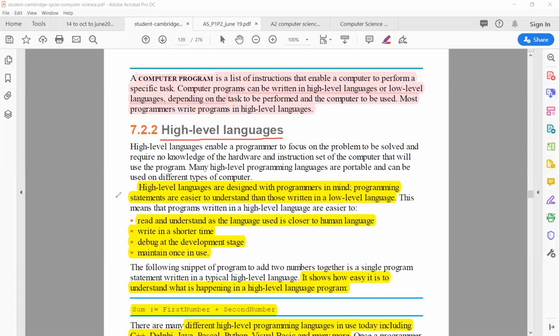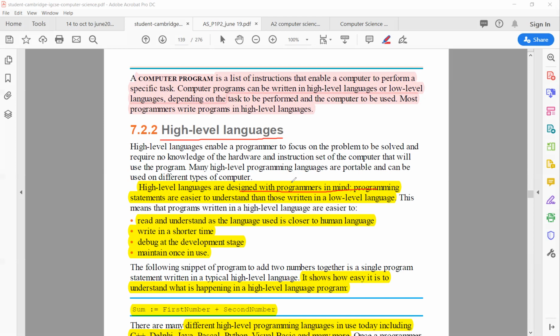A high level language is basically designed with the programmers in mind. It is easier for the programmer to write the program, to understand the language, and to debug. Debugging means to trace errors in the program. It takes less time to develop the program because it is a user friendly language. And once the program has been written, it can also be maintained as well. So these are a few features of the high level language.